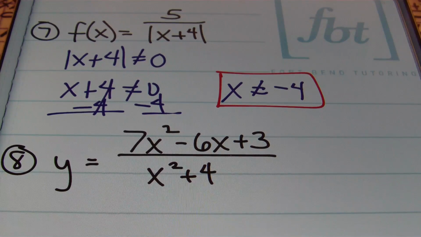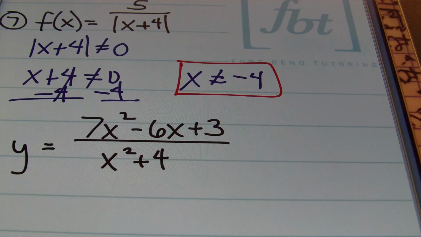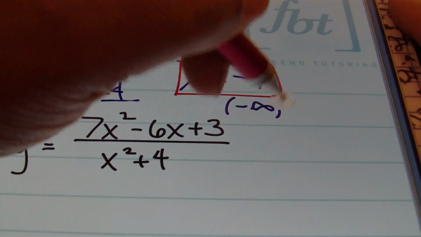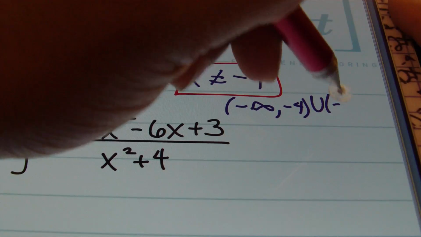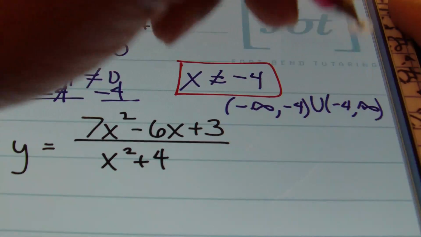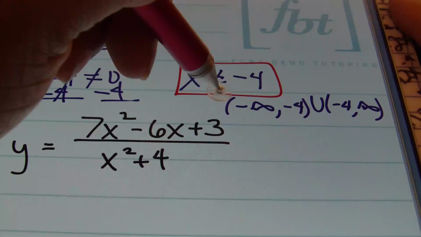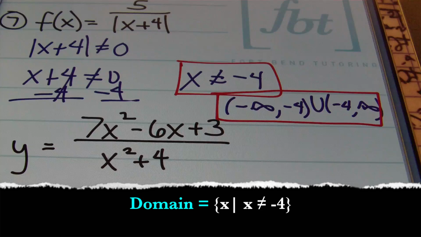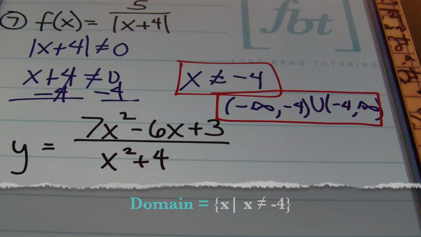Since we're excluding -4, that means everything to the left of -4 is good and everything to the right of -4 is good, which means in interval notation, the answer will look like this. It'll be negative infinity to -4, union, -4 to positive infinity. Yep, just like that. I'm going to put a red box around this. So you have the generic way to write the domain, or a simpler way, and then the way you're supposed to write it, the interval notation way. That's the way that most teachers will want.